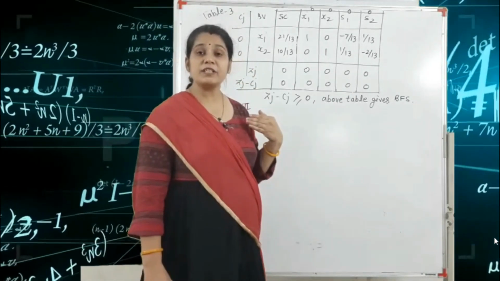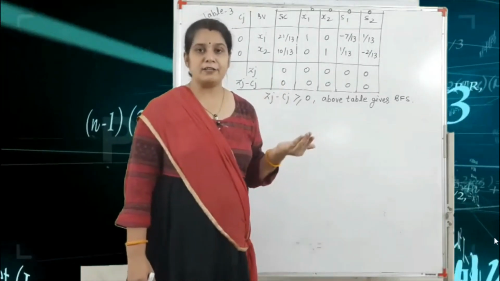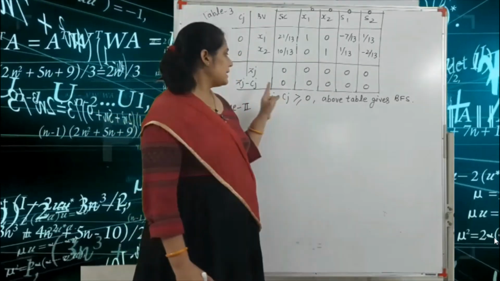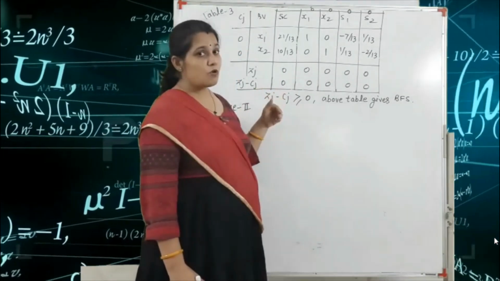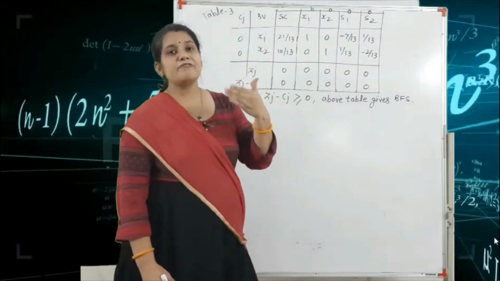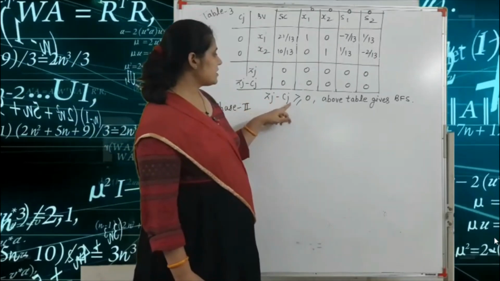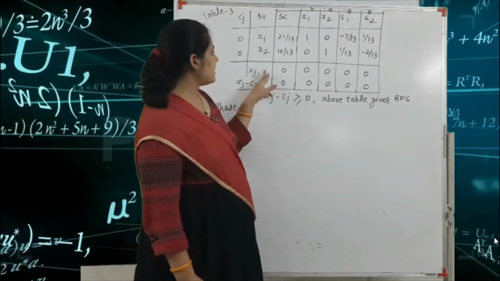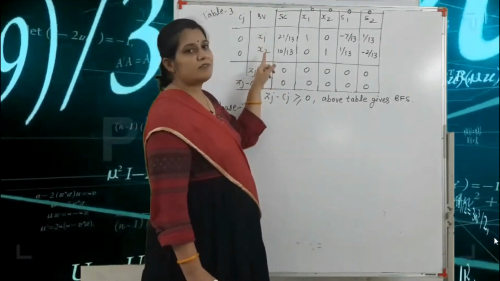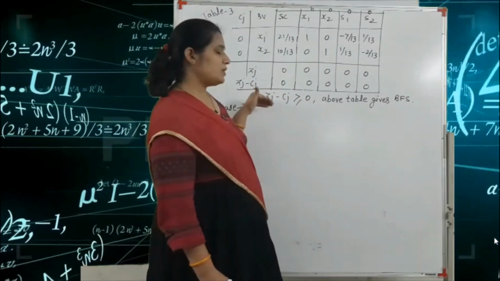Okay, here phase 1 is completed with the help of Zj minus Cj values. If Zj minus Cj is greater than or equal to 0, that means phase 1 is completed. So first we check the condition for moving to phase 2. The condition is that Zj minus Cj is greater than or equal to 0 and Zj equals 0, and there is no artificial variable present in the basis. Okay, that means we move to phase 2.